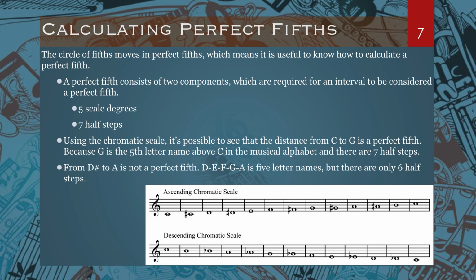D sharp to B flat is also not a perfect fifth, because D sharp to B flat is 6 scale degrees. So hopefully that's clear. It's a very important concept that you really need to understand for both this chapter and the chapter that deals with intervals.